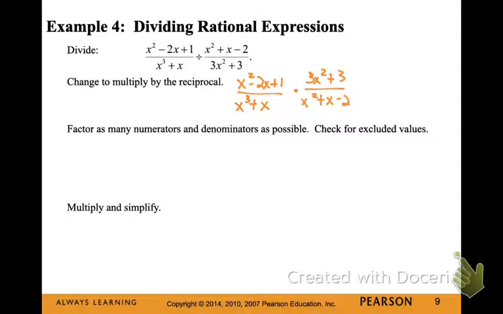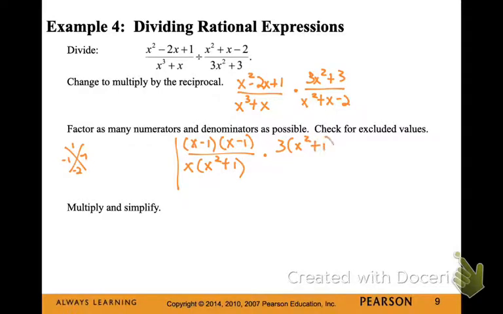Now we're going to factor any of the numerators and denominators. The first one is a trinomial, and it factors as x minus 1 times x minus 1. And I can factor out just an x, a greatest common factor. In the second expression, numerator, I can factor out a 3, and then our denominator is a trinomial, and it will factor as x plus 2 times x minus 1.